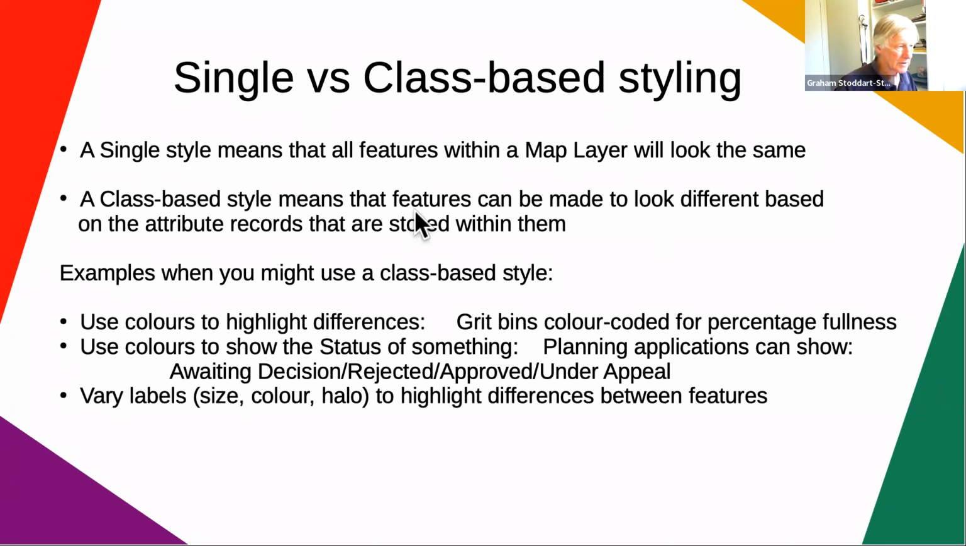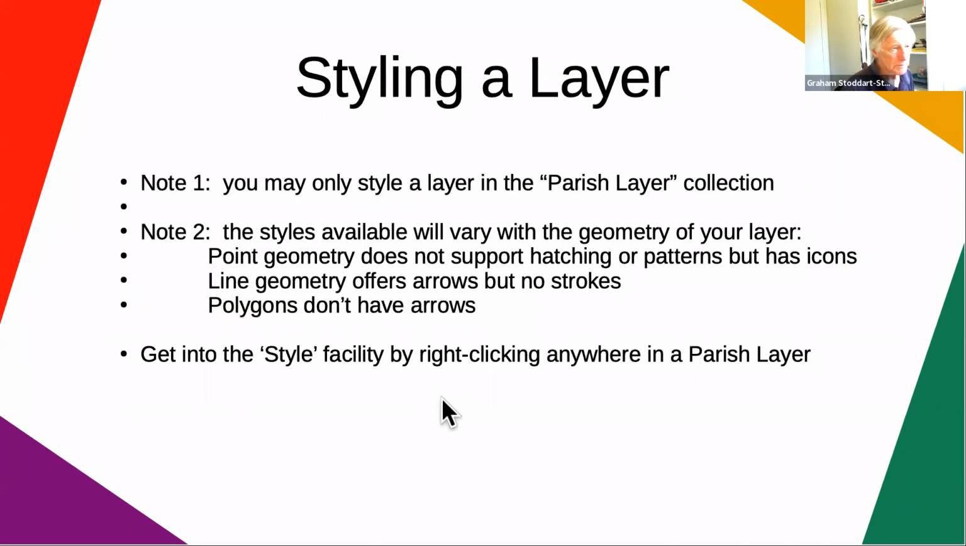So I'll give you some examples down here. You can change the colors of grit bins depending on how empty they are. I've just mentioned the planning applications, and we'll go through what size, color, and halo changes mean to show the difference between features. So the only place you can do this styling is in the parish layers, your own layers, which you'd expect, really.